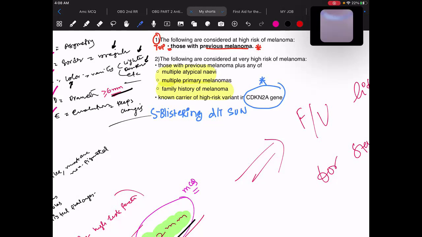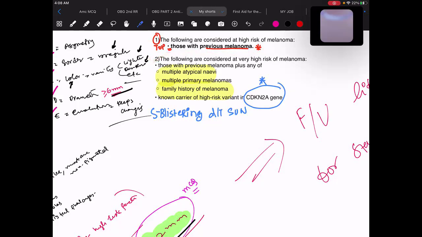The following are considered high risk for melanoma. If they ask what is the highest possible risk factor for melanoma, it is a previous history of melanoma in the same patient. That is the highest risk factor for melanoma.